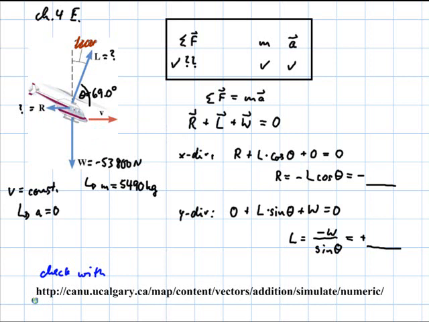That makes sense when you look at the drawing because the air resistance points to the left. Okay, this one I'm going to check, even though I don't have any numbers here, with the vector addition applet that I found online.